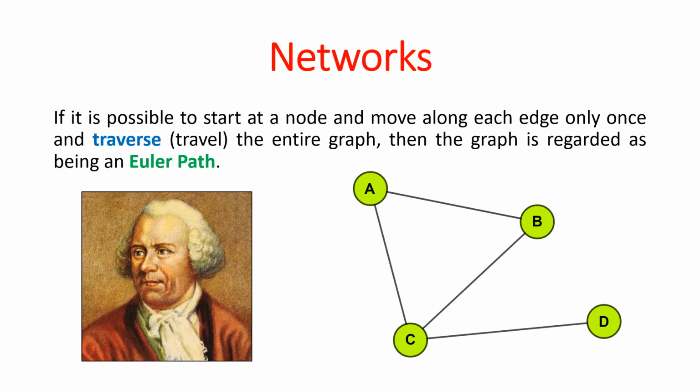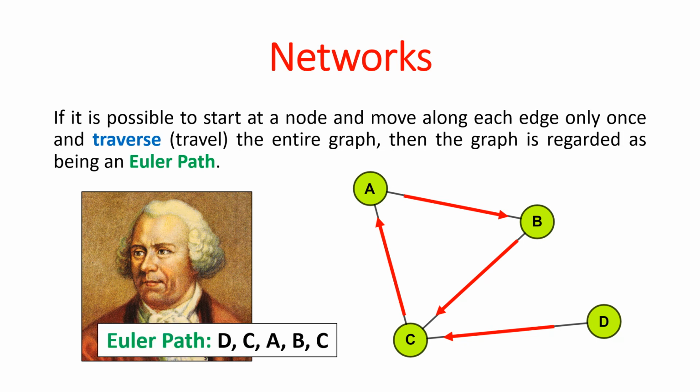I could do it a different way. From D to C, this time I'll go up to node A, then down to node B, and then back to node C. So I've once again traversed the entire network, the entire graph, and therefore this is an Euler path, from D to C to A to B, back to C again. And this is a different Euler path than the example I just showed before. So you can have different Euler paths on the same network.